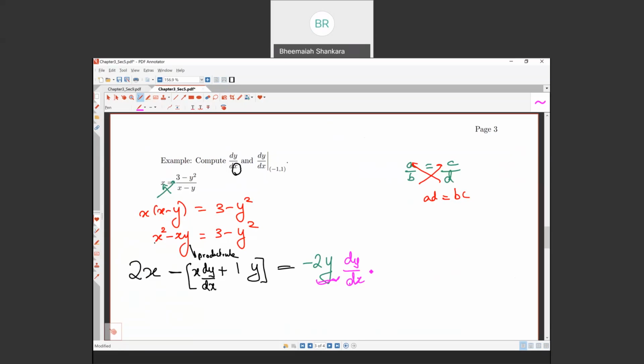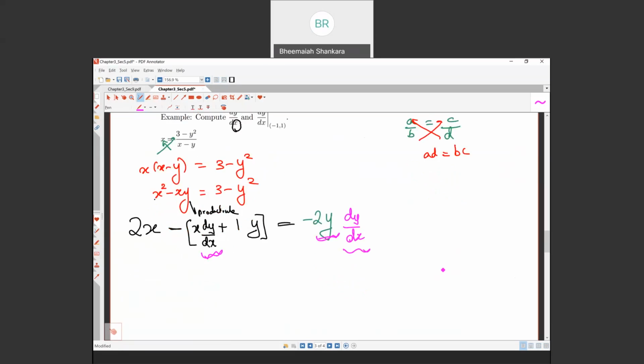Now you read this carefully. You want to find dy over dx, and you have that in these two expressions, dy over dx, dy over dx. So you want to group all the terms with dy over dx to one side. So I'm going to write negative x dy over dx, positive 2y dy over dx. I moved all the dy over dx to one side. And I have a 2x on the left, move it to the right, negative 2x. I have negative y on the right, move it to the left, it's positive y.